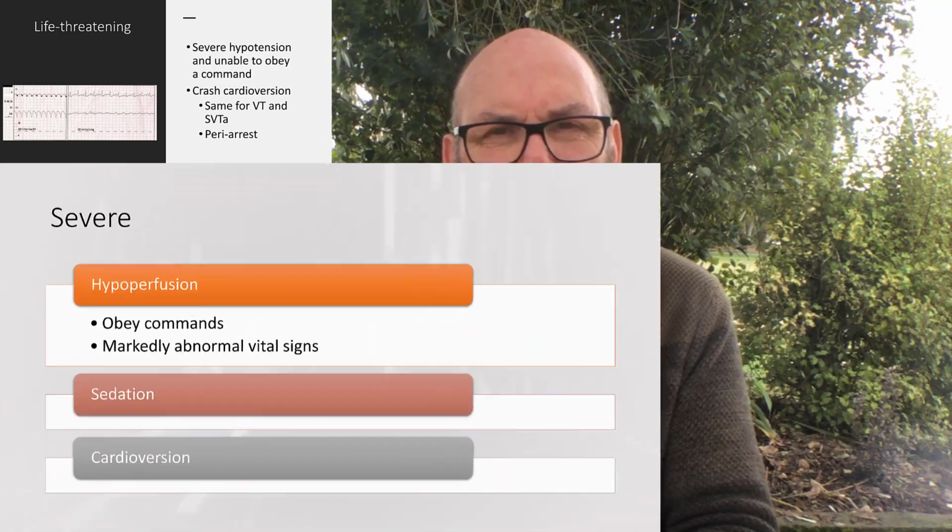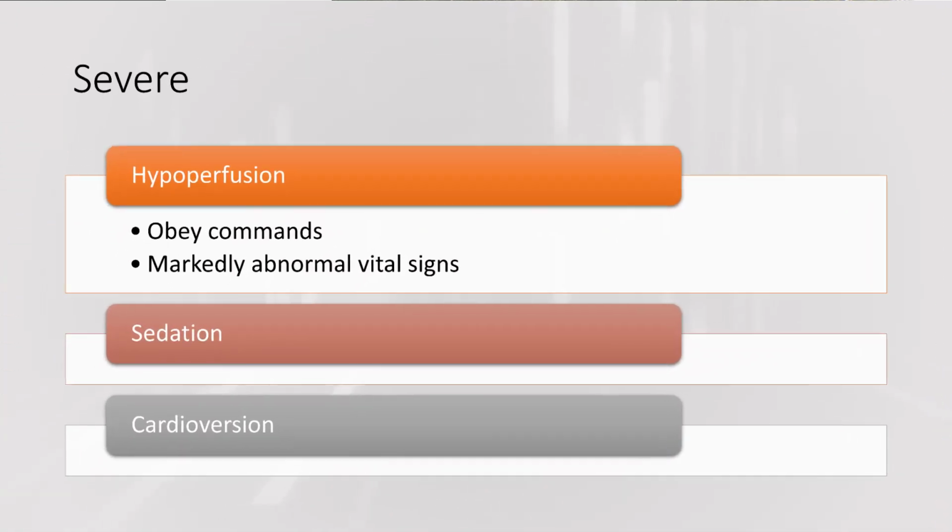The second group will have severe hypoperfusion characterised by markedly abnormal vital signs. The distinguishing feature of this group is that they can obey a command. Best practice and the CPG in Aotearoa make it clear that the ability to obey a command is the line in the sand for differentiating which patients will receive sedation before cardioversion.